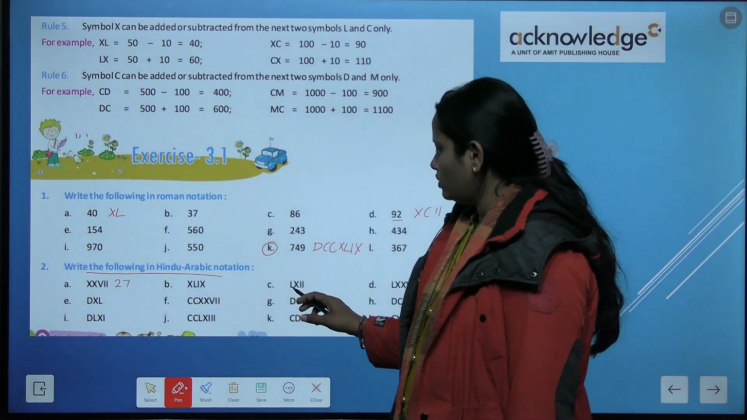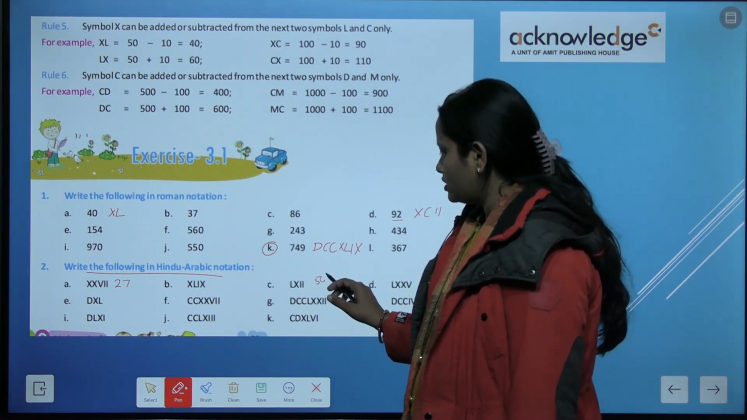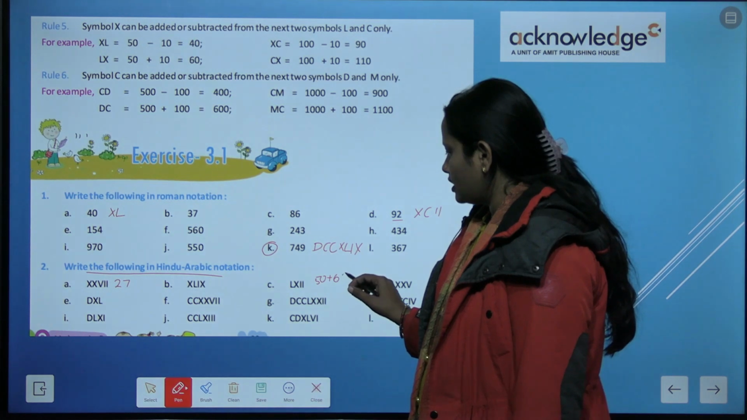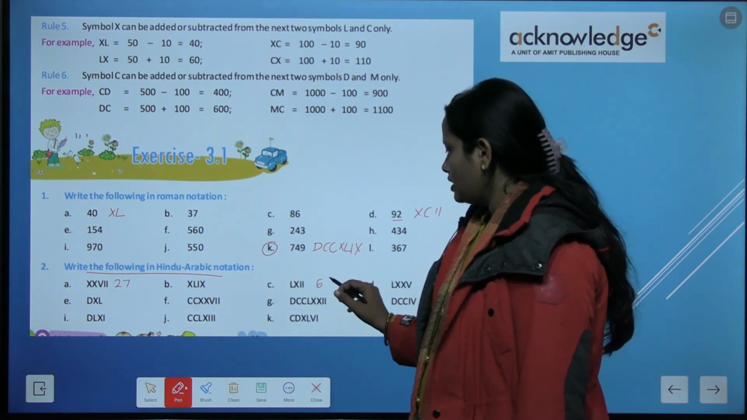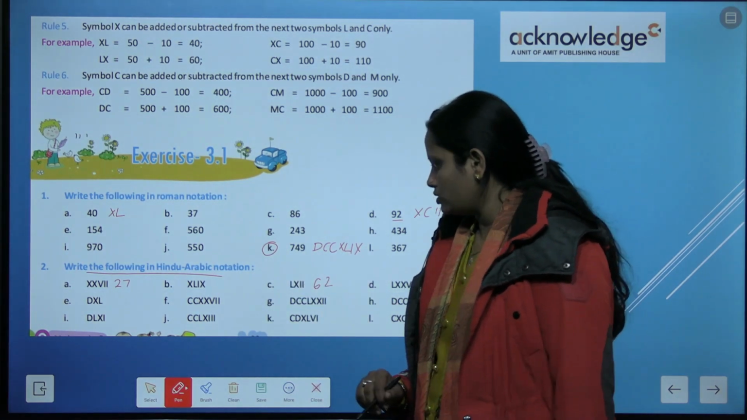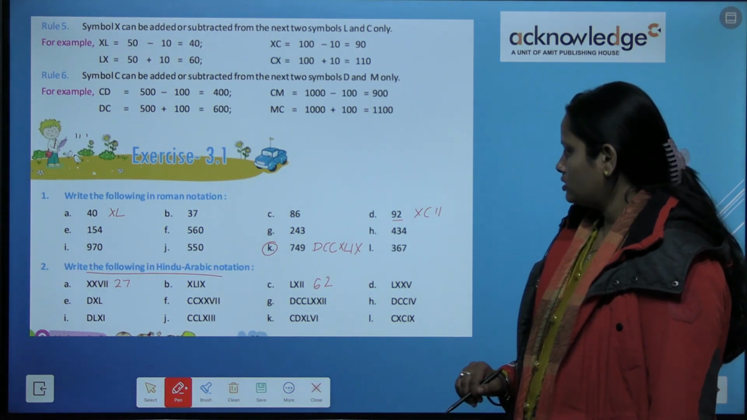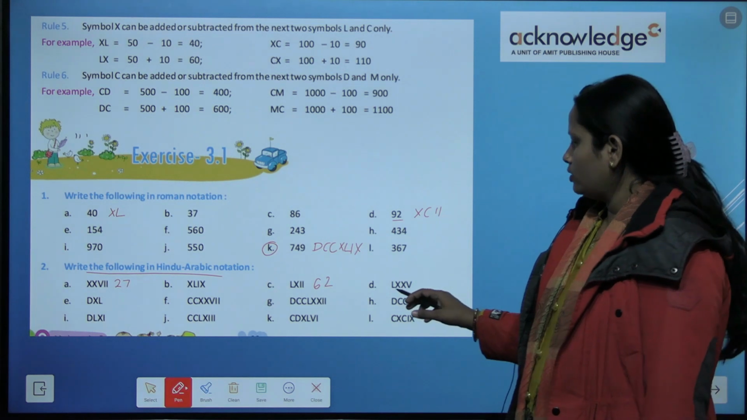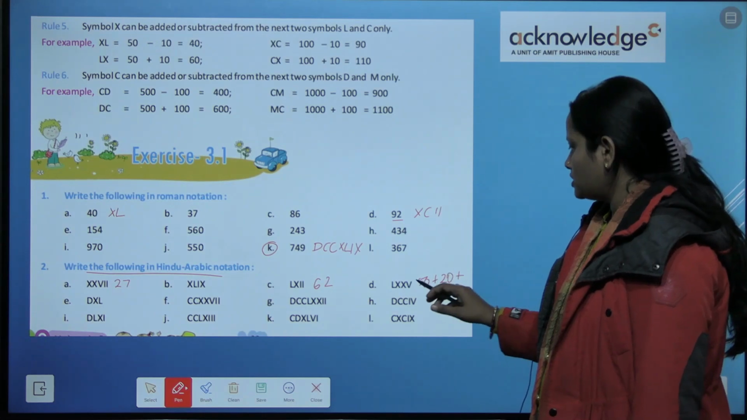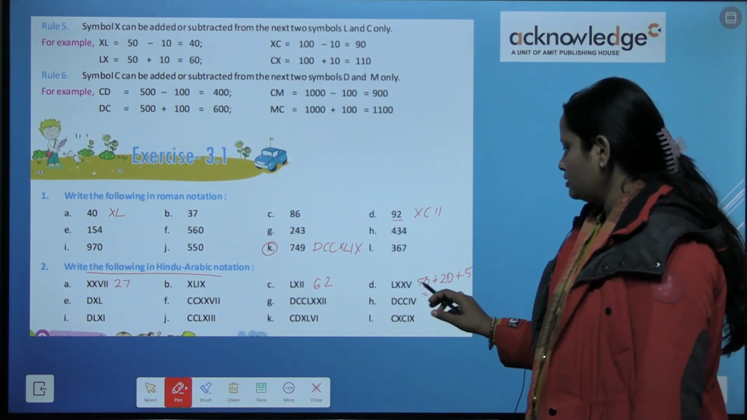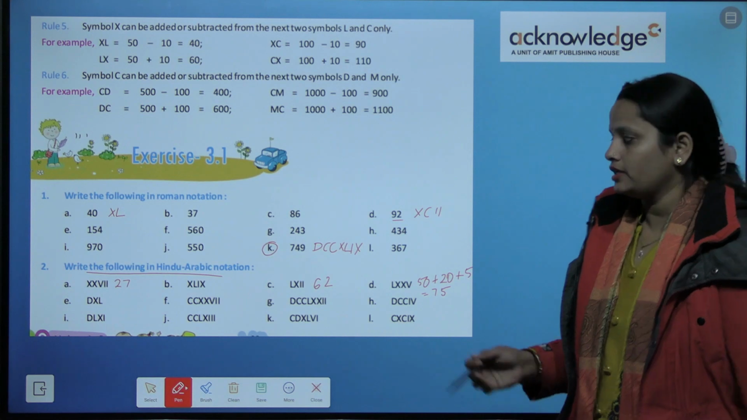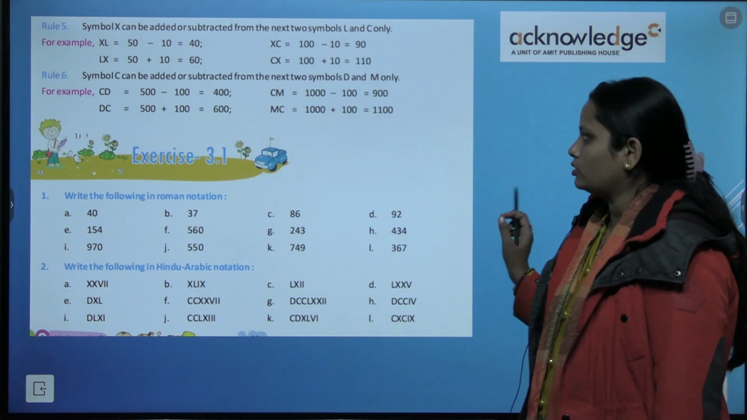Next, so children, as you know, L is 50. Now, when we add X, it will be 60 and 60 plus 2 will be 62. So children, I hope this is clear to you. Now L means 50 plus 2X means 20 plus V means 5. So it will be 75. So children, I hope this is clear to you. So similarly, you have to find the rest of the numbers on your own.